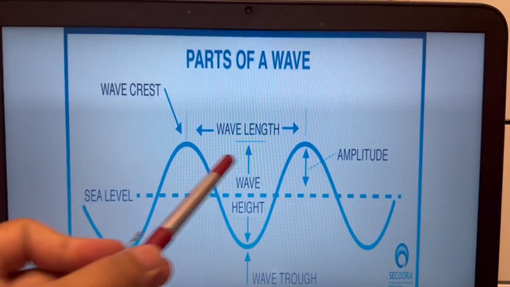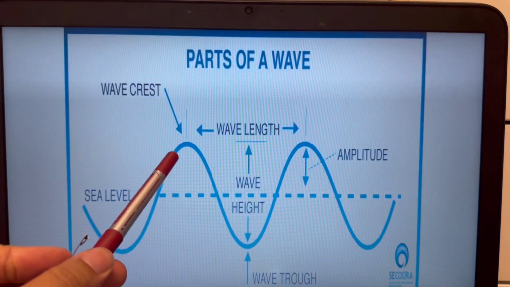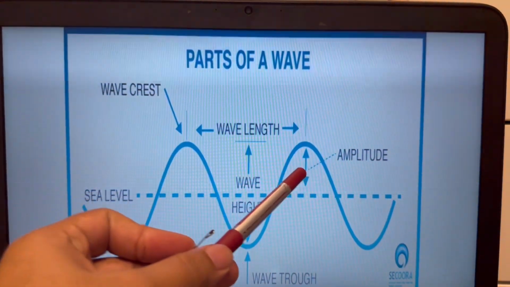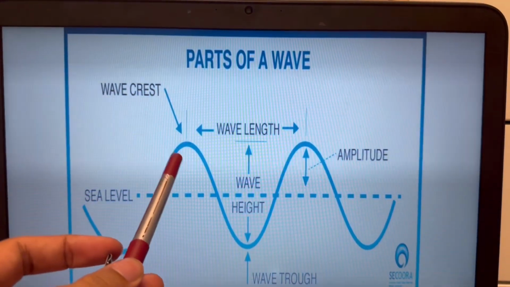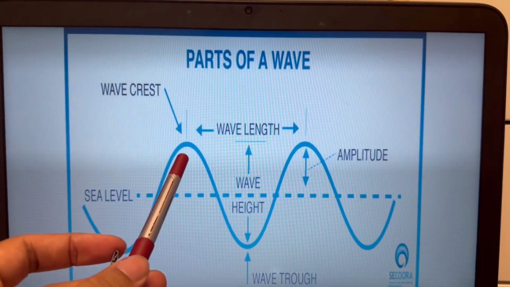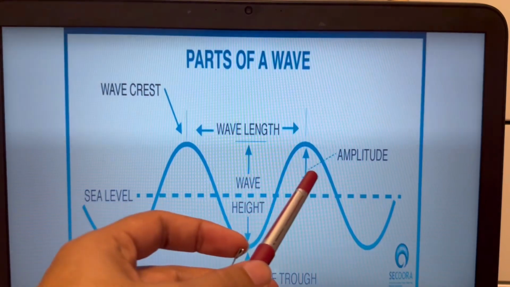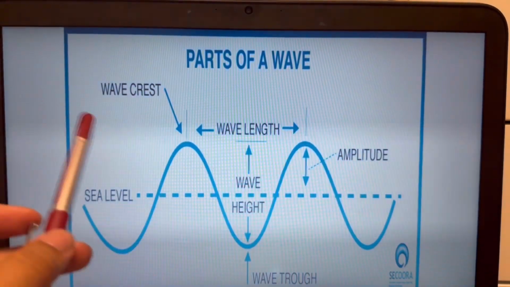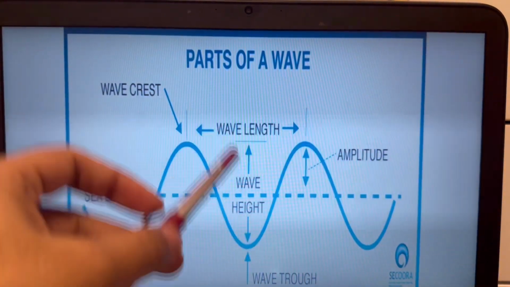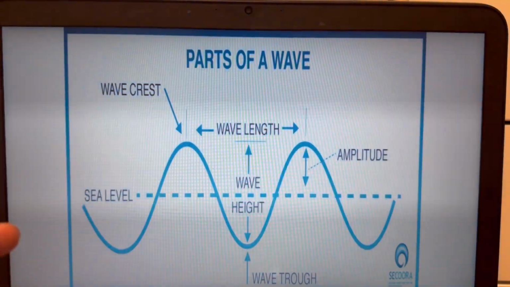Now, constructive and destructive waves will have almost different heights of crests. Even the difference between the lengths of the two waves over here is very different between a constructive and destructive wave. I'll go over it. And you can look at the wave height. There's a difference there as well between constructive and destructive. I'm going to go over that now as well.